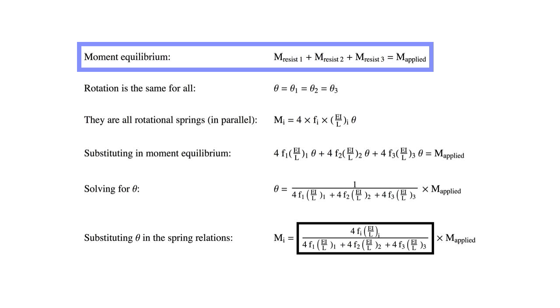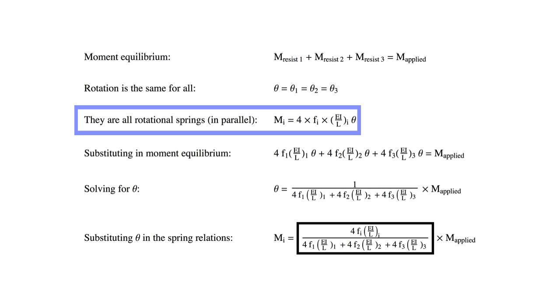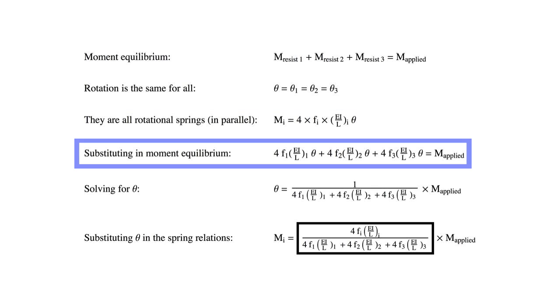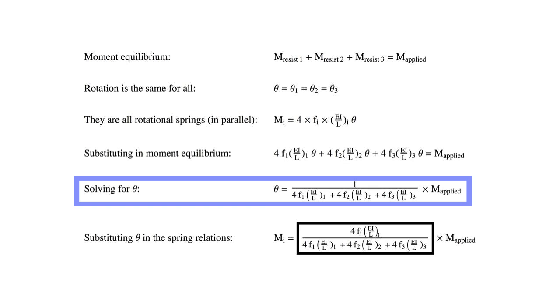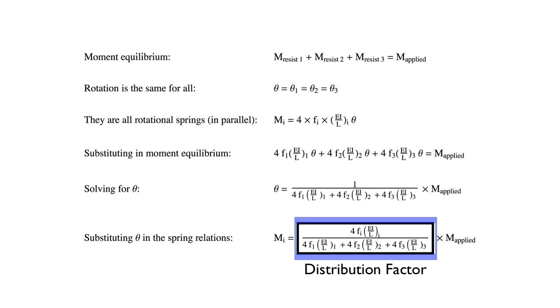We start with moment equilibrium. We note that the rotation of all members are the same. We also note that the members respond as rotary springs. This allows us to substitute in the moment equilibrium equation, which we then solve for theta. Knowing theta, the rotation, we can get the individual moments by applying the spring relation for each member. The term that multiplies the applied moment to give us the individual bending moment in a member is the distribution factor.